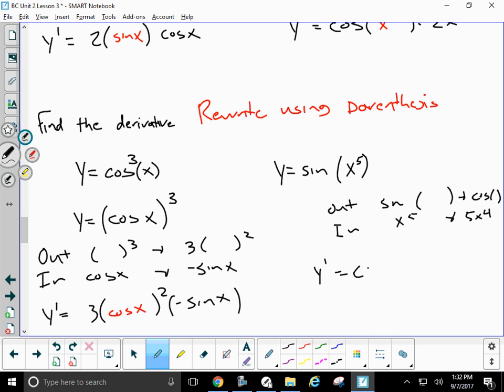Second one, we should get cosine of times 5x to the fourth. Fill in the inside. The inside is the x to the fifth. Okay?